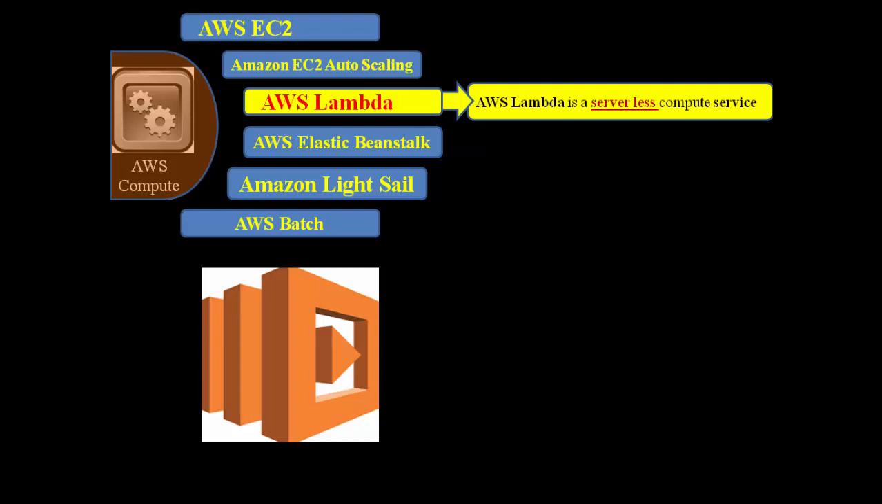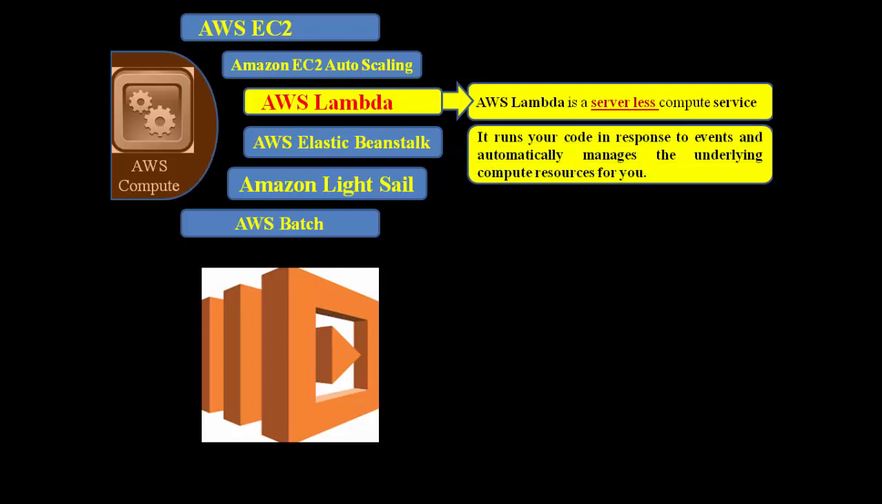So suppose we have an expert in a programming language, or we have one developer team, and we need to only run the code. At that time we can take this kind of service where there is no need to think about the server. We have to just upload our code and AWS Lambda will automatically run the code. It runs your code in response to events and automatically manages the underlying compute resources for you. So we have to just think about our code. We have to just apply our mind on our code only. The rest of the things will be managed by AWS.